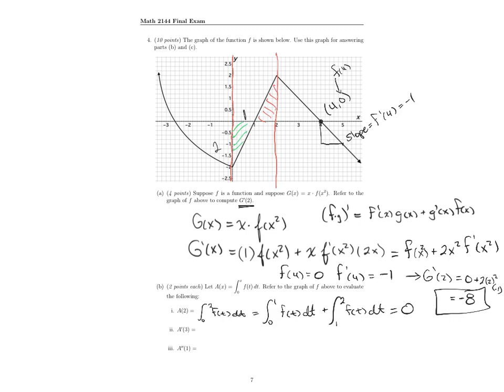If we're looking at A prime of 3 for part 2, we're looking at the derivative of our integral. Another way of thinking about it would be to write it as d dx of the integral from 0 to x of f of t dt, which is f of x, and we want to evaluate that at x equals 3. Looking at our graph, f of 3 is going to be the point right here, which is 1.